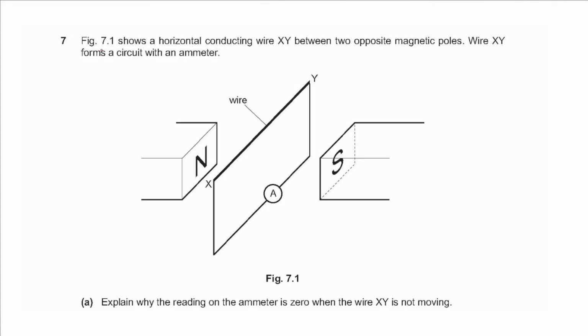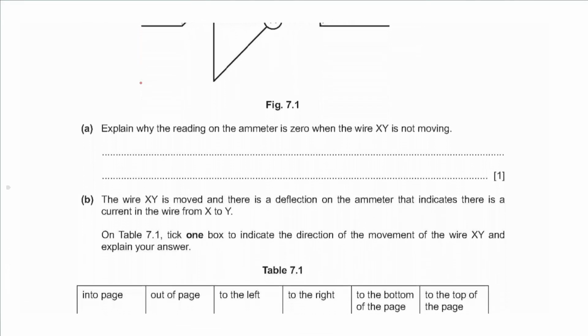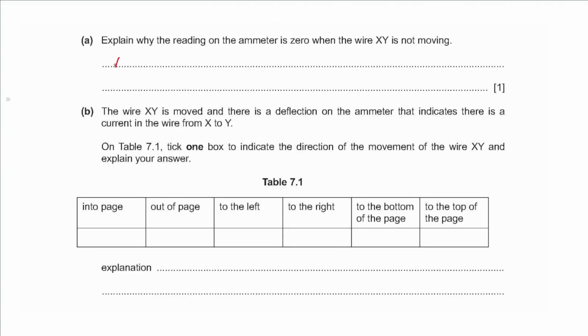Question 7 says, figure 7.1 shows a horizontal conducting wire XY between two opposite magnetic poles. Wire XY forms a circuit with an ammeter. Explain why the reading on the ammeter is 0 when the wire XY is not moving. We can say that the wire is not cutting the magnetic field of the magnet, or we can say that there is no change in flux in the wire.